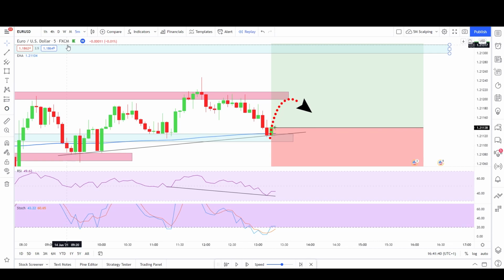So if the market decides to move in a different direction, I will take half of the trade and then move the stop loss to entry. So hopefully by having a free trade, I will make a profit without any additional risk.